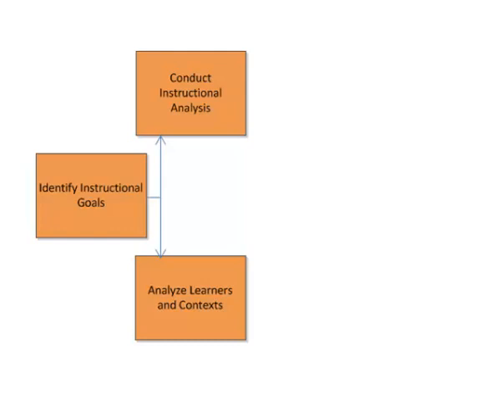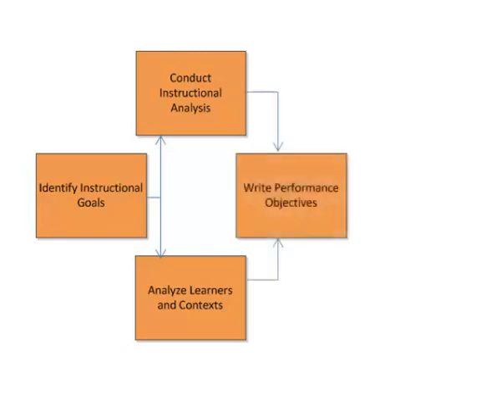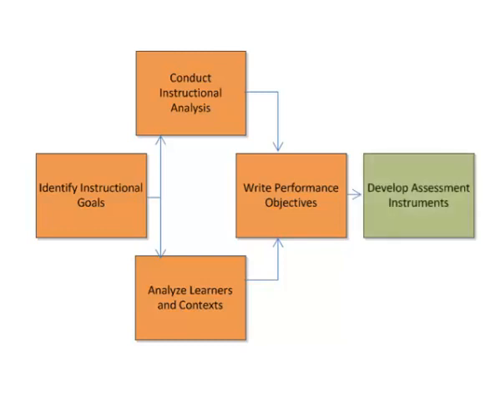As soon as you've done these two analyses, the instructional analysis and the learner and context analysis, the next step is to create or write performance objectives. So these are specific statements of what learners will be able to do when they complete the instruction. As soon as the performance objectives have been created, the next step is to develop assessment instruments. Now these really measure the learner's ability to perform whatever you described in those objectives. It's a way of finding out how well your instruction has worked and whether or not the learners have gained what you want them to gain.